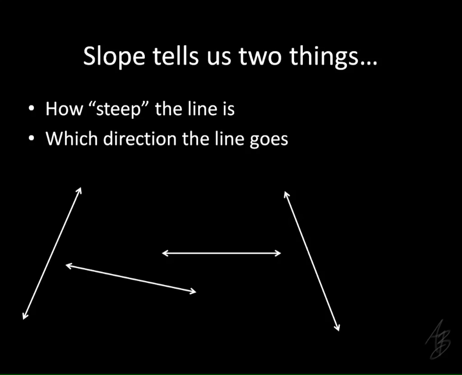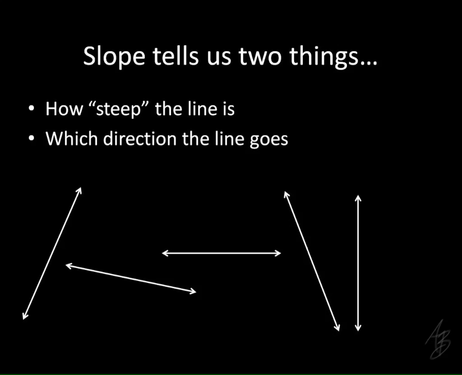How about this one? Positive or negative? What do you think, Kevin? Negative? Everybody agree with him? I agree, because as we go from left to right, we are going down, so that's going to be a negative slope. How about this one? Yeah, that one is also neither. It's not positive nor is it negative.